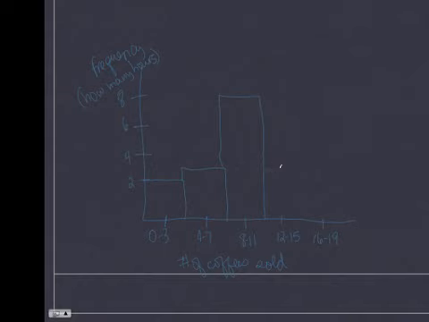12 to 15 was 3 hours of the establishment being open, and then 16 to 19 was 2. If I wanted to, I could color all of this in, and that would be fine, or I can leave it like it is. It doesn't matter. It's up to you. Now, the only other thing I think I might be missing would be a title.